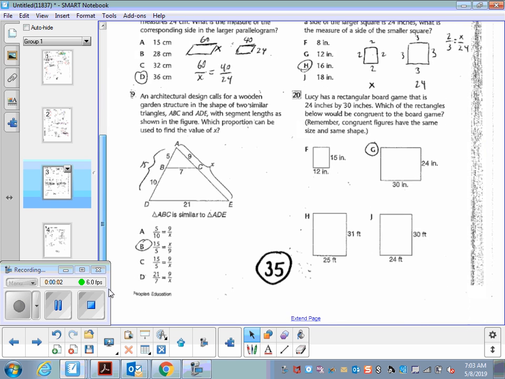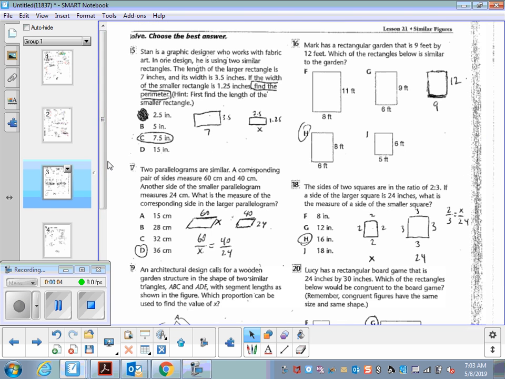So in this video, we're going to be going through page 35 of your SOL review packet, and we're going to start up top with number 15. And we've got that Stan is a graphic designer who works with fabric art. In one design, he is using two similar rectangles.